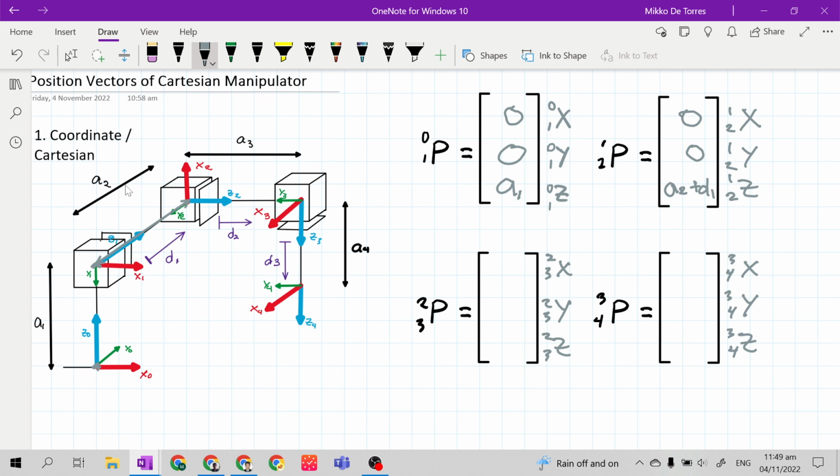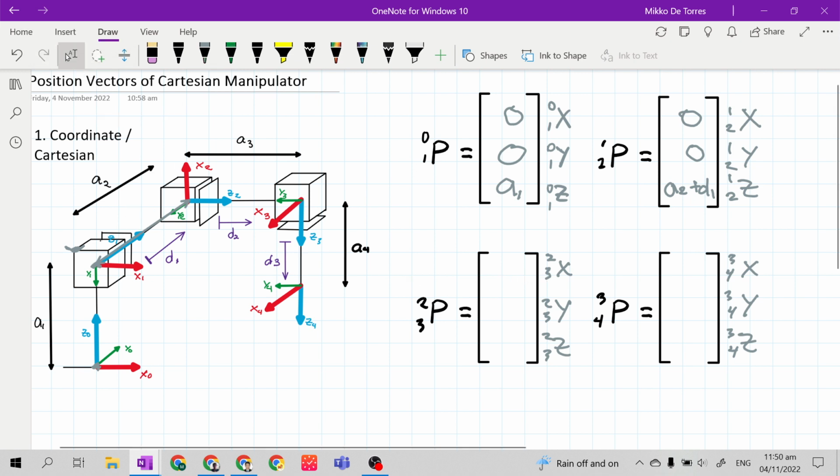This is because a sub 2 is at the axis of z sub 1. And also, this frame 1 is a prismatic joint, and a prismatic joint has joint variable d. Because this is a joint variable, we will add it to the link length. So this is a2 plus d1.